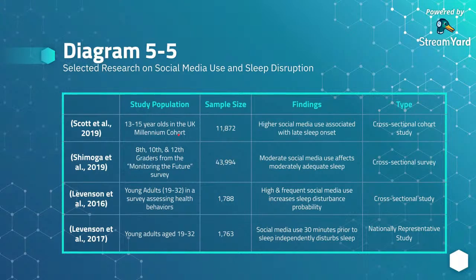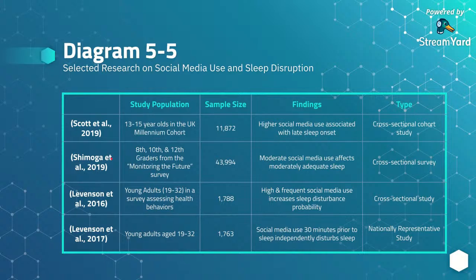Authors analyzed 6 areas of sleep in the 11,872 participants. 13.9% of the cohort were high users of social media, 20.8% were very high users of social media, and 33.7% were low users of social media. In this cohort, females used social media more than males did. And what did the authors find? Well, higher social media use was associated with late sleep onset. But as I've mentioned before, cross-sectional studies can only determine correlation and not causation.